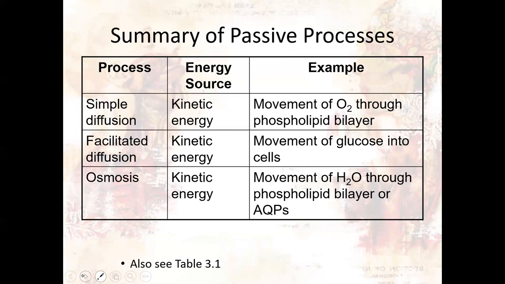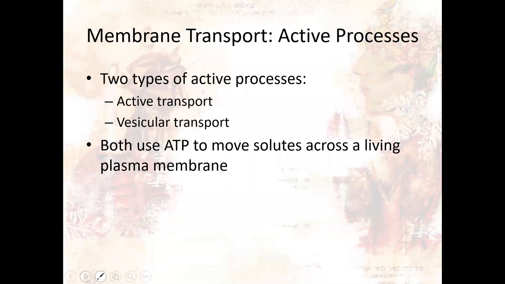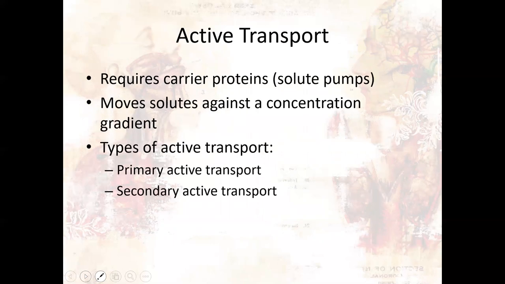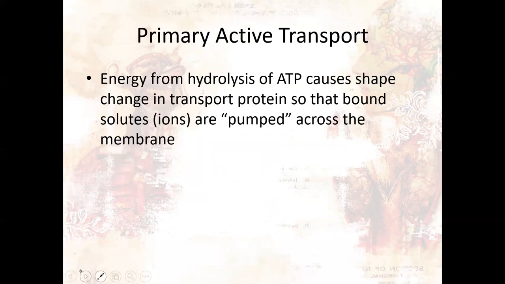So this is all passive transport. Again, none of this requires any energy. Everything's moving from high to low concentration. Now, active transport requires energy either directly or indirectly. There are two types of active transport, straight up active transport and vesicular transport. So let's look at just straight up active transport. We have what's called primary and secondary active transport. We're moving stuff against the gradient, meaning it's going from low to high concentration.